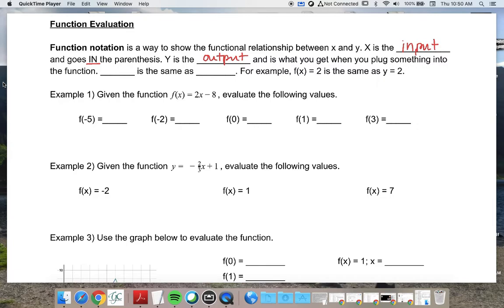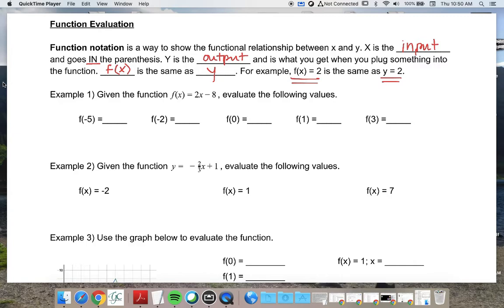You might also see a function written as f of x equals instead of y equals, but f of x is just the same thing as y. So for example, if something says f of x equals 2, that's really just telling you that y equals 2.